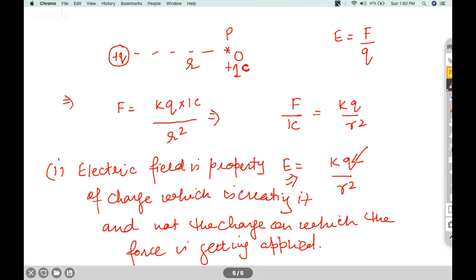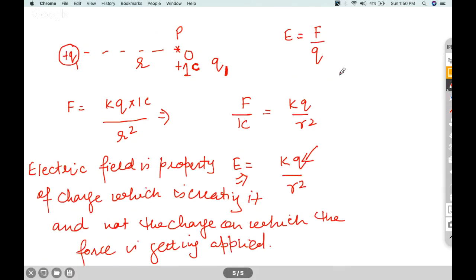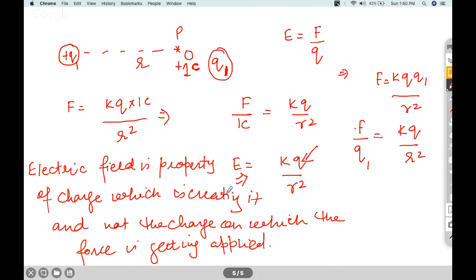So suppose instead of this 1 coulomb, I have a charge q1 here, and a charge q here. The force applied on q would be f equals k q q1 divided by r square. Now, what is the force applied per unit charge, if q1 becomes 1 unit? That would become f by q1 equal to kq by r square. If I keep 1 coulomb charge here, or q1 coulomb charge here, the electric field remains kq by r square at distance r. That is why I have been telling you that electric field is a property of the charge which is creating it, not the charge on which it is applying the force.